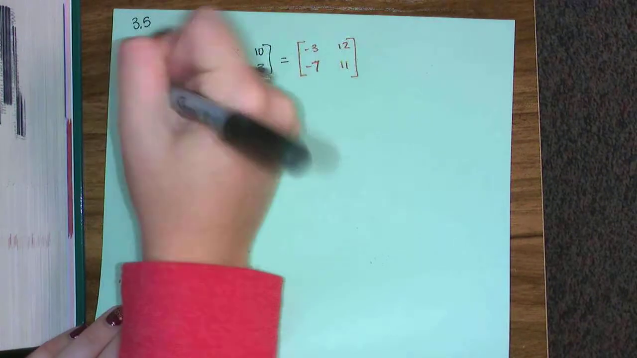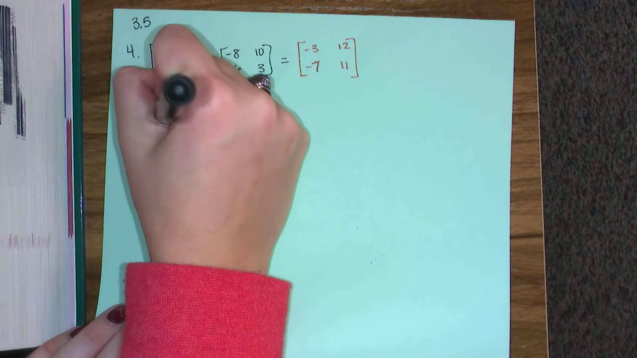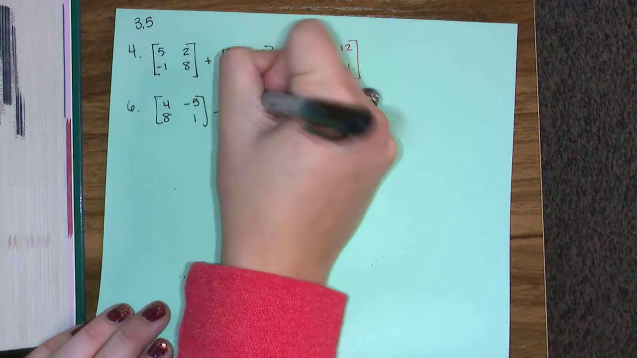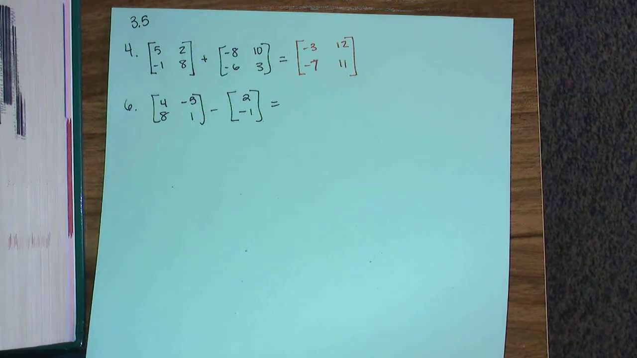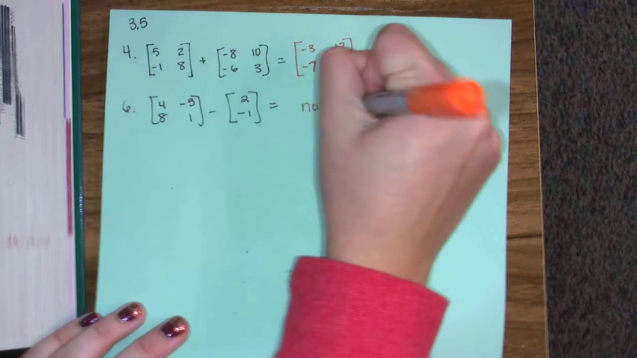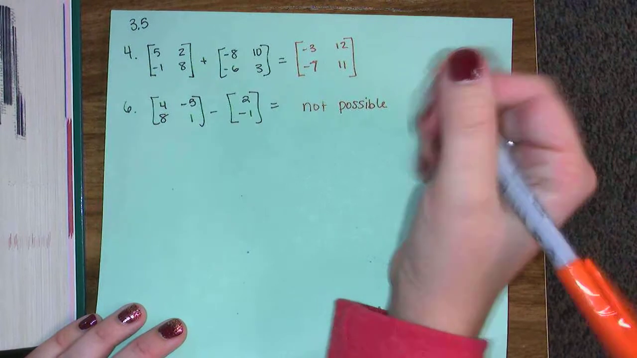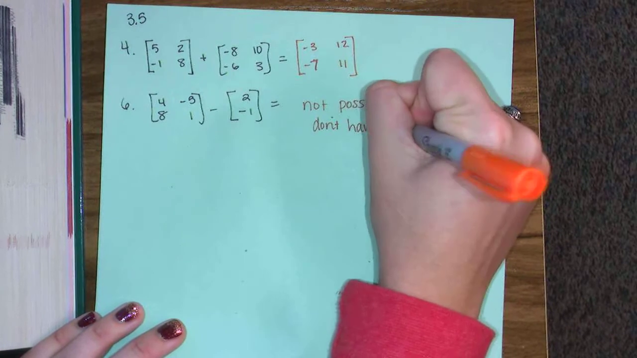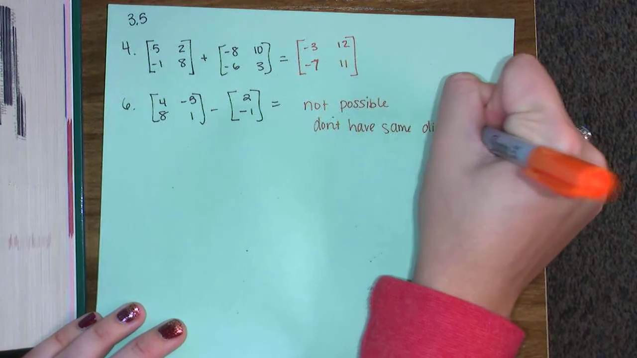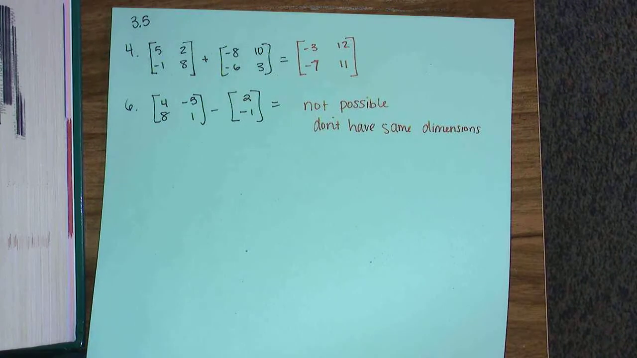Alright, number 6. 4, -5, 8, 1, -2, and -1. Why not? So not possible. You just have to say it's not possible, and then you need to say that they don't have the same dimensions. That's fine. But if you say something's not possible, you need to tell me why. So, like it says, if not possible, state the reason.